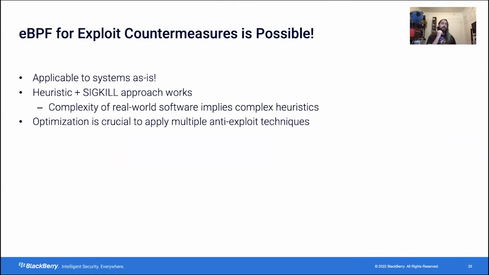Besides that, my takeaway is that this approach can work, and it's very beneficial that it can be applied to systems as they are, as long as you have a heuristic that can capture the complexity of real-world software without being so complicated that the overhead is unreasonable, which I think speaks to the other big takeaway, which is that optimization is absolutely necessary for this to work, because blocking one exploit technique is not very impressive with this kind of overhead. You need to get it down significantly so that you can be blocking a wide array of exploit techniques and really be protected.